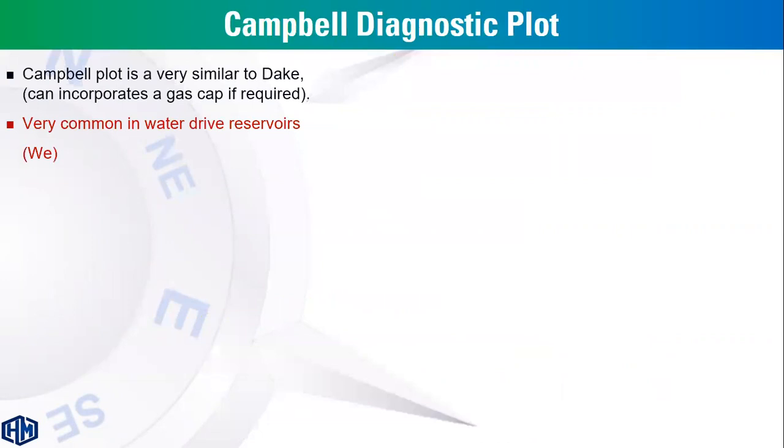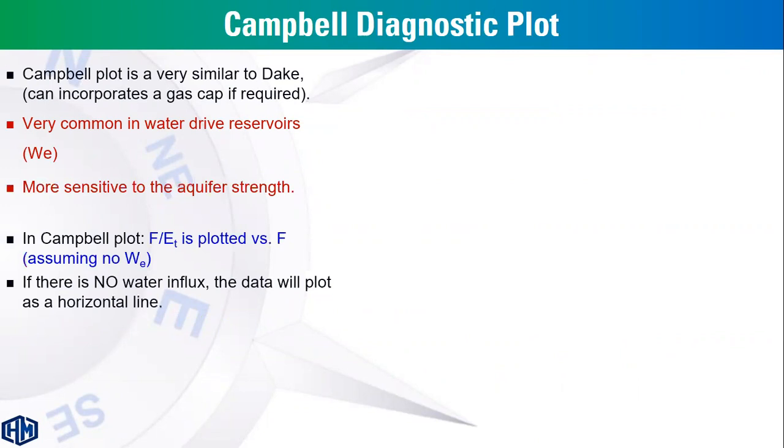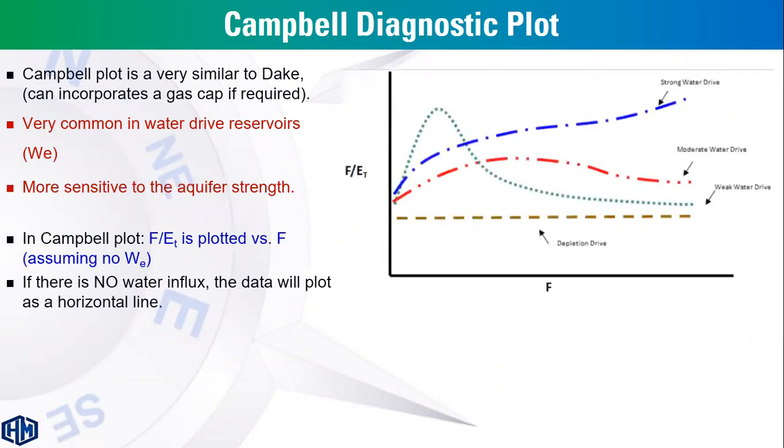As an application of this straight line form, we have what we call the Campbell diagnostic plot. It's a very important material balance tool, which is a graphical tool in material balance application. So you can use this plot, plotting F over Et, which is the total expansion, against F. So this can be a diagnostic plot to identify the reservoir driving mechanism.